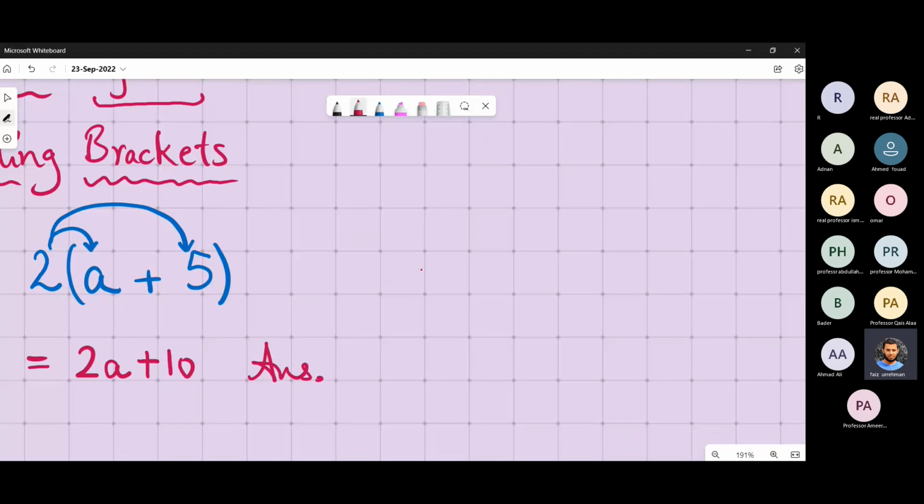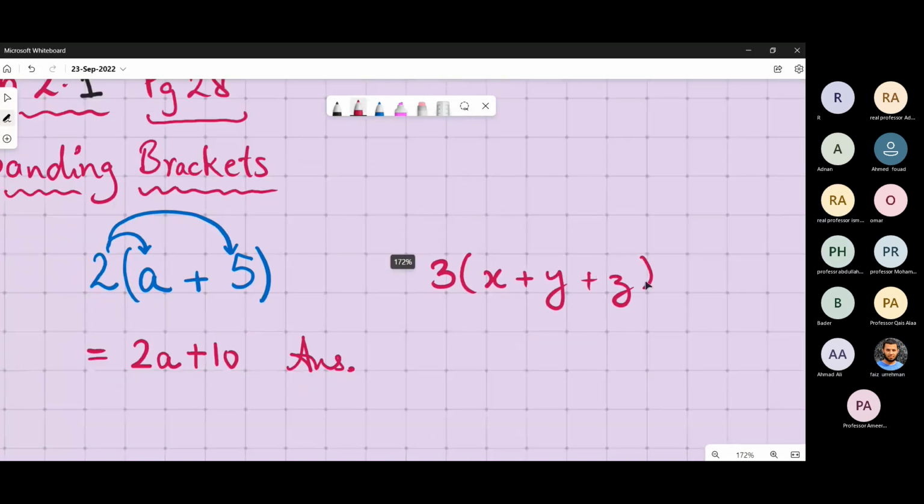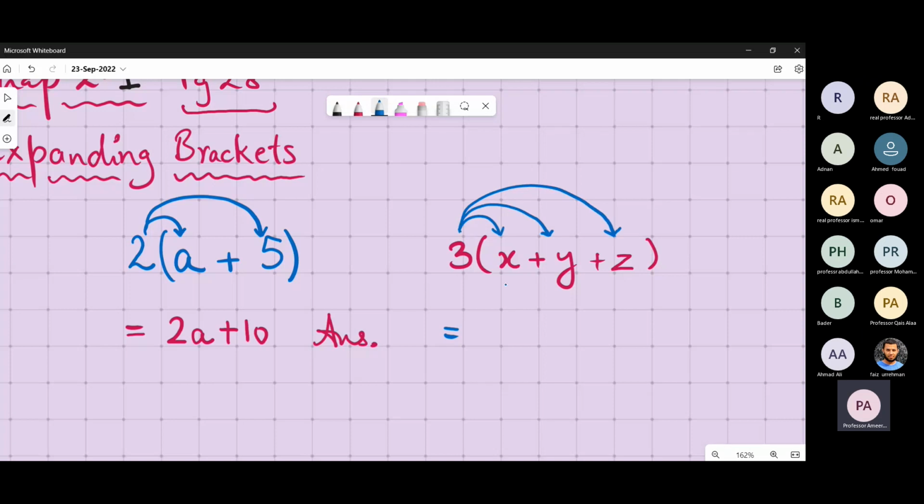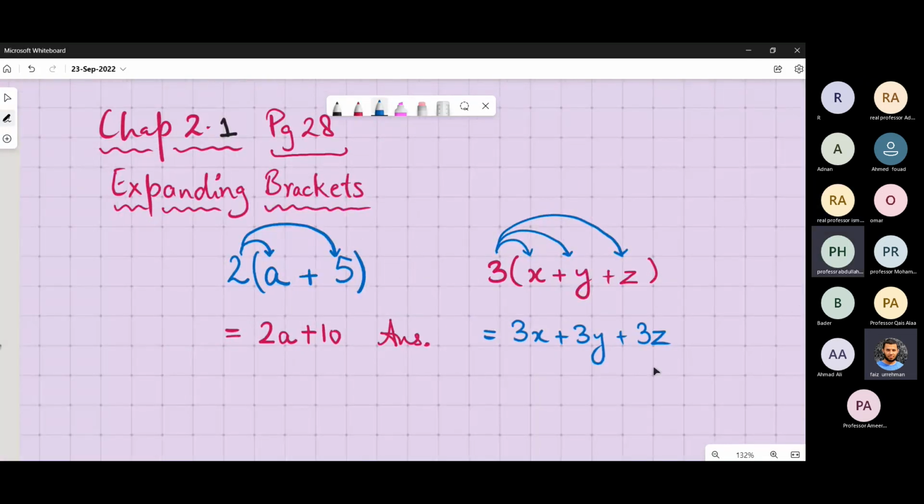Now, if the question says 3 and inside x plus y plus z, what will be your answer if you expand the bracket? 3x plus 3y plus 3z. Yes, this will be the thing. That means whatever number is outside will be multiplied by each of the inside terms. It's like we are multiplying 3 by 1x plus 1y plus 1z. So 3 multiplied by x becomes 3x, plus 3y, plus 3z. You can note down these two examples, and I'll give you one more example, and then we will move straight on to the exercise, because the exercise is very small.